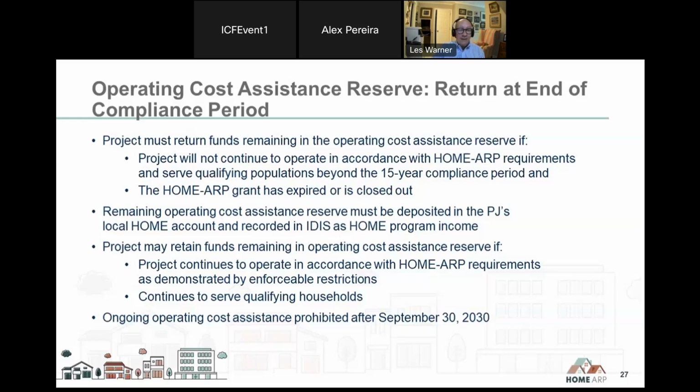So projects could retain funds in their operating reserve if that project continues to operate as a HOME-ARP project. They're going to be able to show that, yes, we are following all the HOME-ARP restrictions and we're continuing to serve qualifying households. Any additional operating cost assistance cannot be provided after September 30th of 2030. And so that's really our hard and fast deadline on being able to add any funds to those projects.